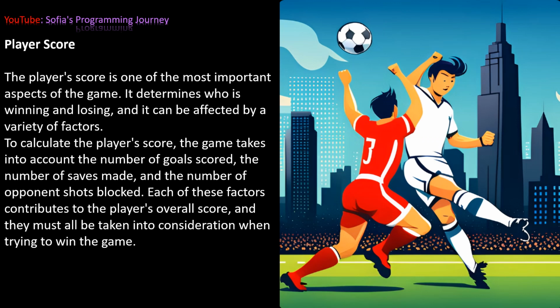The player's score is one of the most important aspects of the game. It determines who is winning and losing, and it can be affected by a variety of factors. To calculate the player's score, the game takes into account the number of goals scored, the number of saves made, and the number of opponent shots blocked. Each of these factors contributes to the player's overall score, and they must all be taken into consideration when trying to win the game.